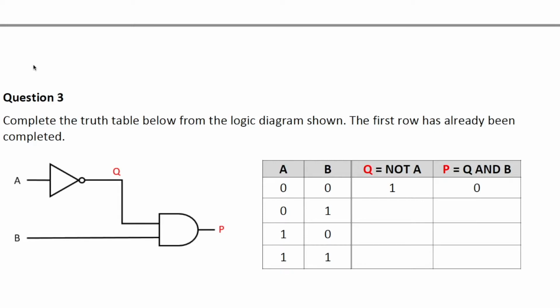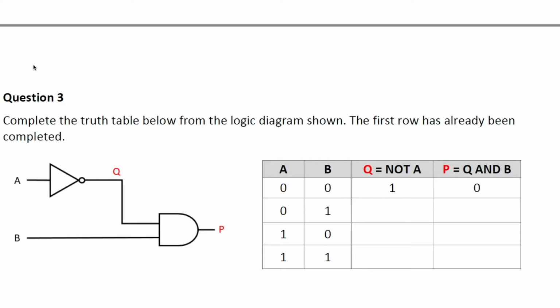Hey everyone, in this video we're going to be going through question 3 on the sample Leaving Cert Computer Science higher level paper. This question gives us a truth table and a logic diagram, and from the logic diagram we have to complete the missing numbers in the truth table. We can see the first row has already been filled in for us, but the other ones are not.